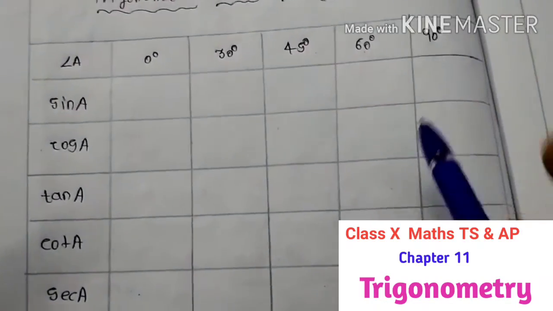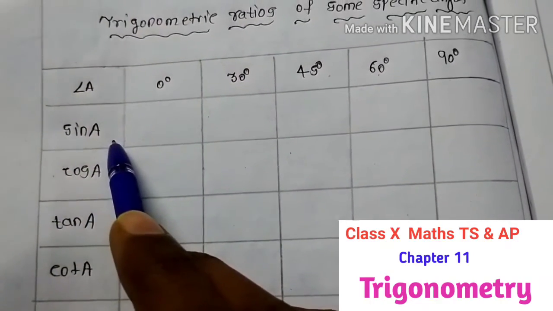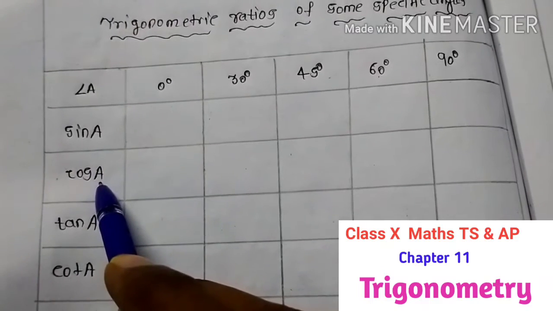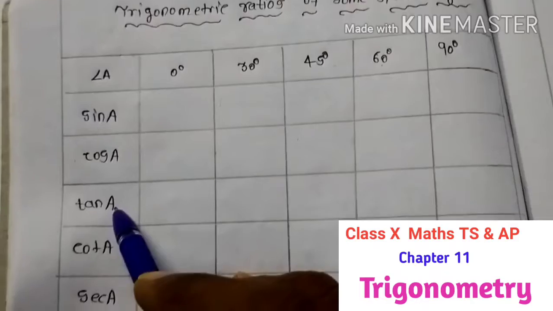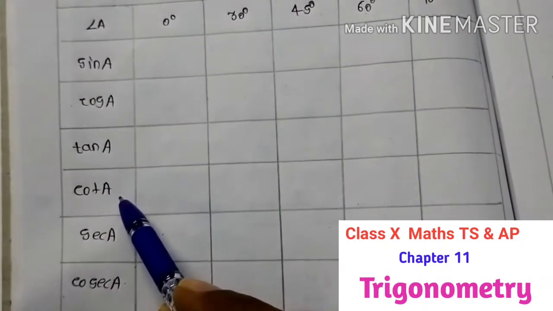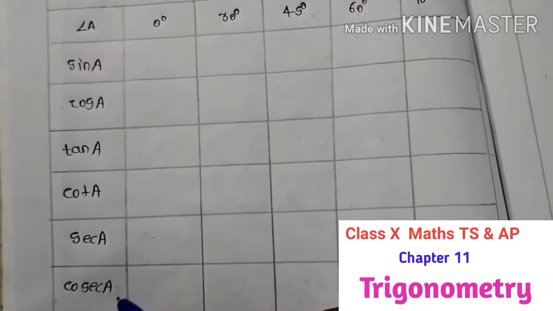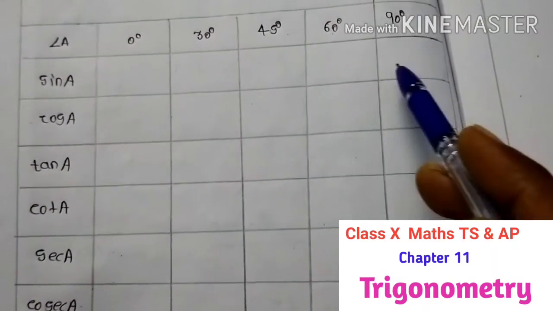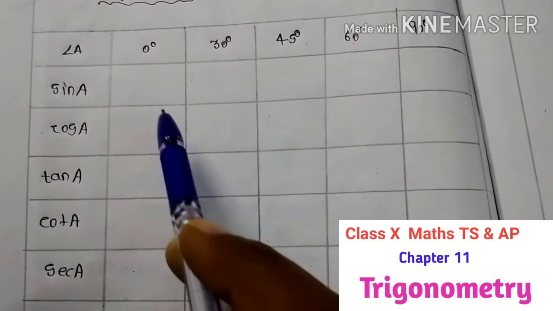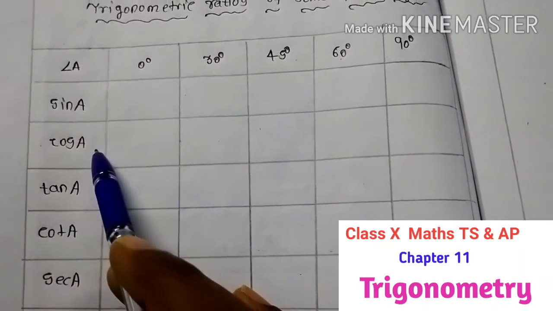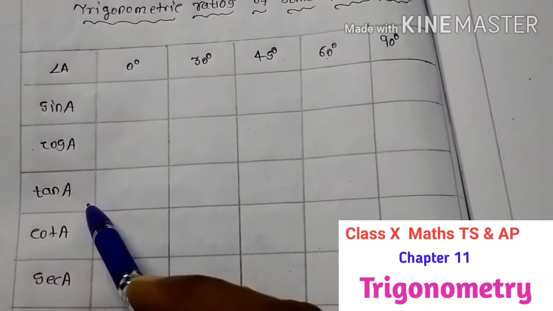First, you can remember the sin A values. If you know sin A values, we can write cos A easily. If you know sin and cos, we can write tan A values. The remaining: cot will be the reciprocal of tan, sec will be the reciprocal of cos, and cosec will be the reciprocal of sin. You need not remember each and every value. Just remember sin then cos only. If you know sin and cos, you will remember tan easily also.